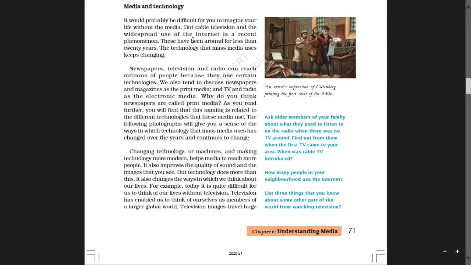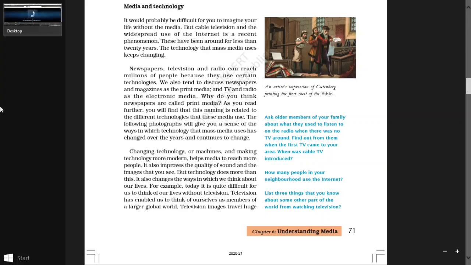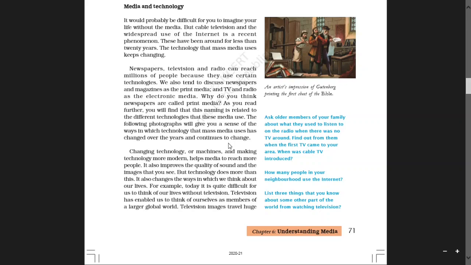These have been around for less than 20 years. The technology that mass media uses keeps changing. The way mass media works keeps on changing, always, day by day.